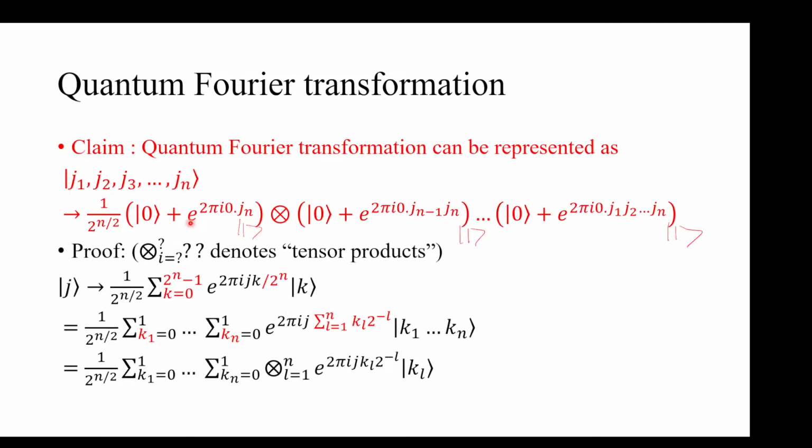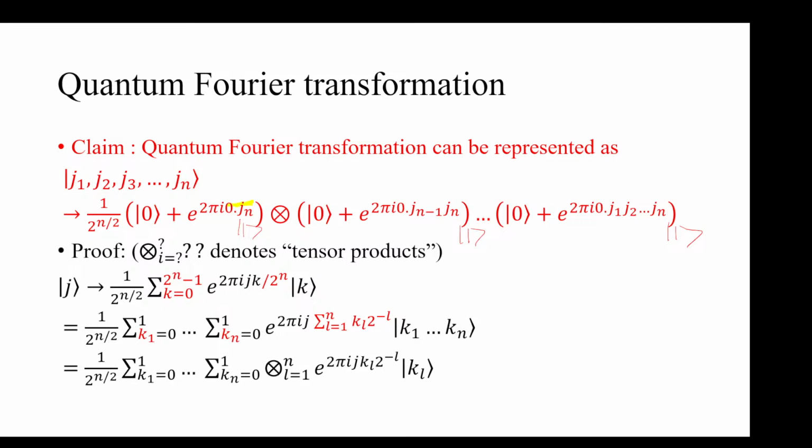Okay, so the first qubit is going to be 0 plus e to the 2 pi i 0.jn 1, and the second qubit is going to become e to the 2 pi i 0.jn-1 jn 1, all the way to the last qubit being e to the 2 pi i 0.j1 j2 to jn 1. And then remember, this is the 0.jn notation here. This thing was why we wanted to talk about binary.